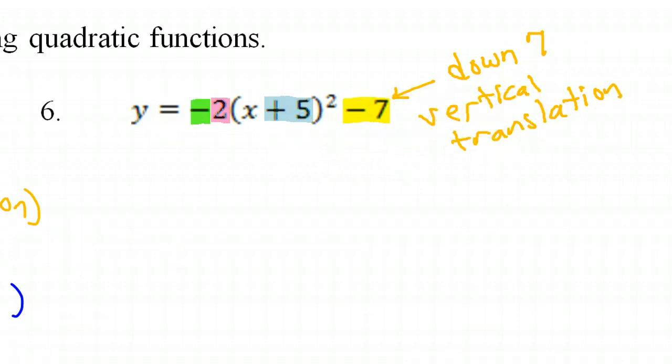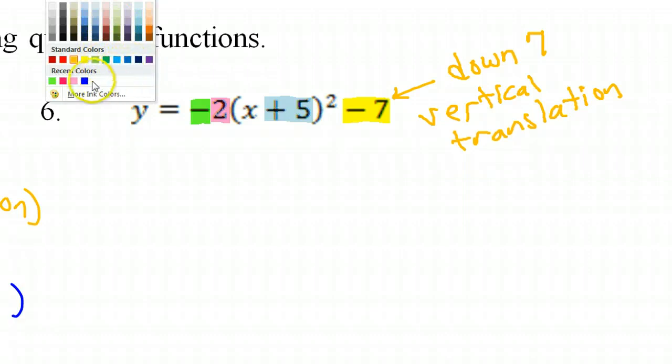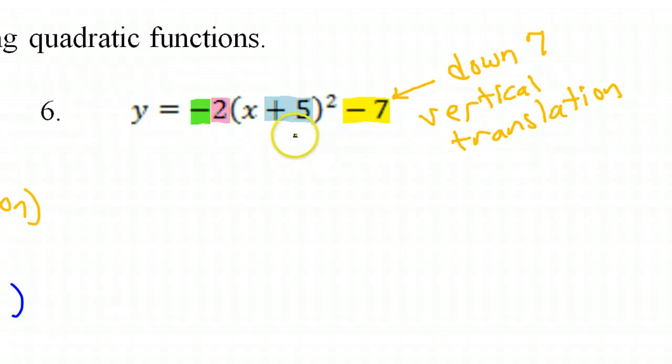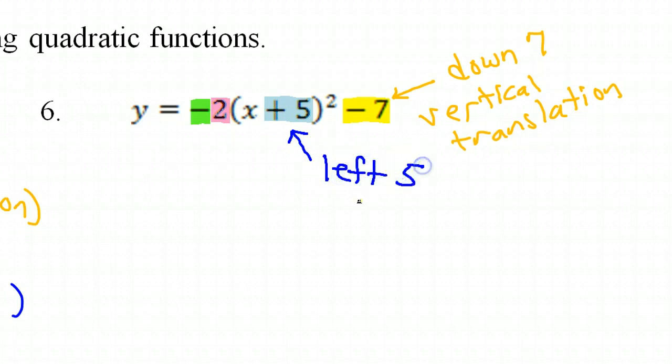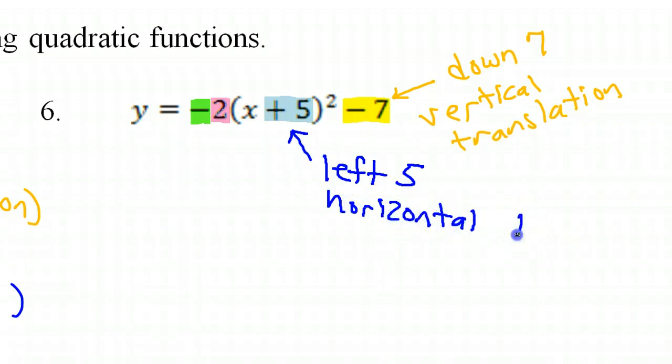Now this blue one, inside of the parentheses here, this is a left or a right motion, but it's the opposite of what you might think. So +5 is actually going to send you to the left 5, and this is called a horizontal translation.